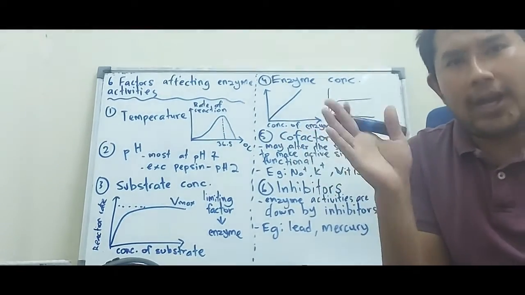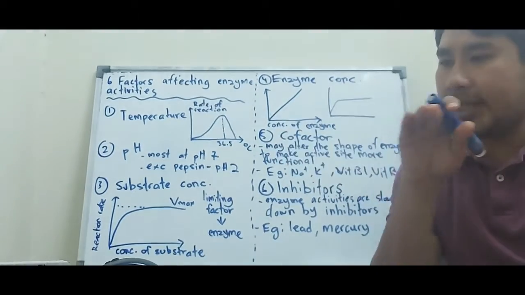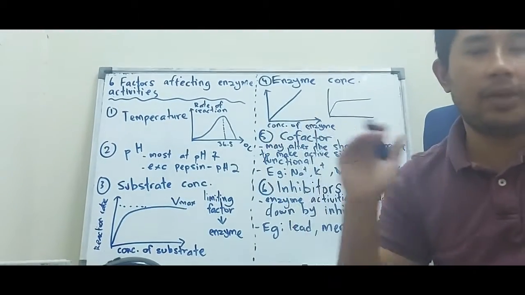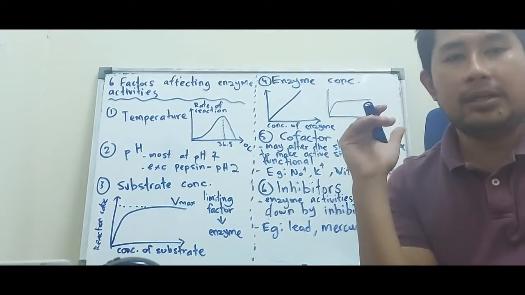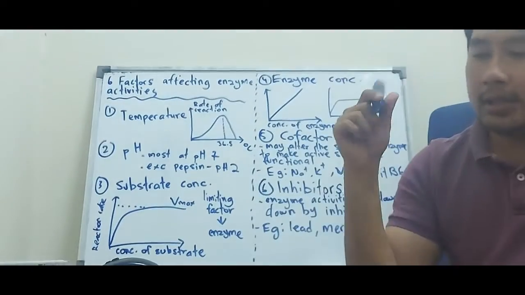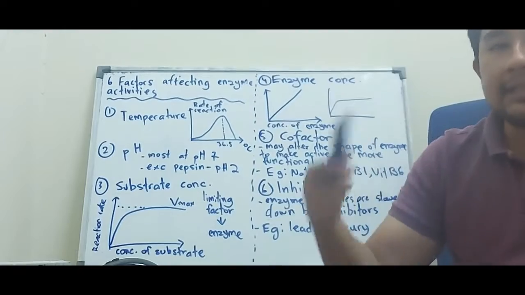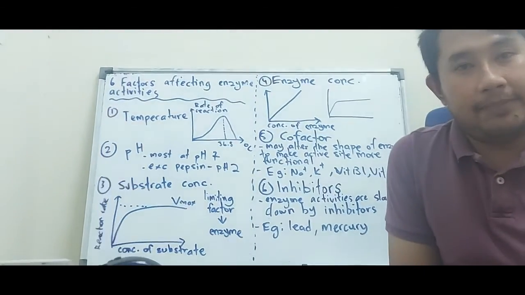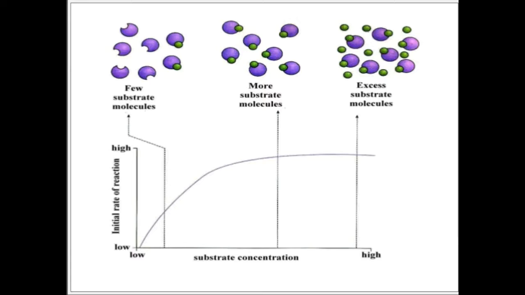But it stopped at one point, and then it stays constant. This constant level we call the maximum enzyme activity. Why? Because at this point, the enzyme is the limiting factor. You see this image.